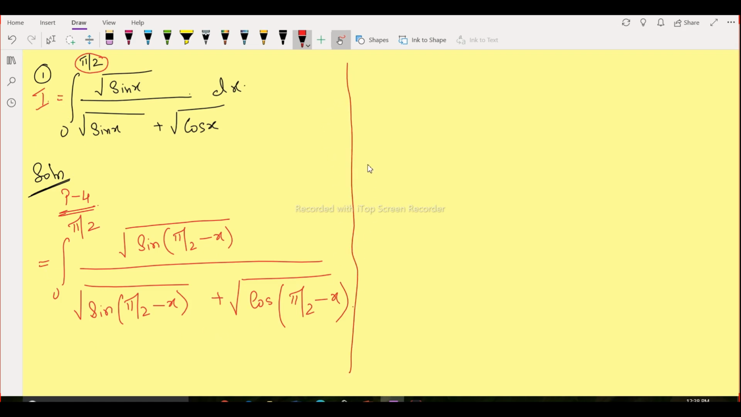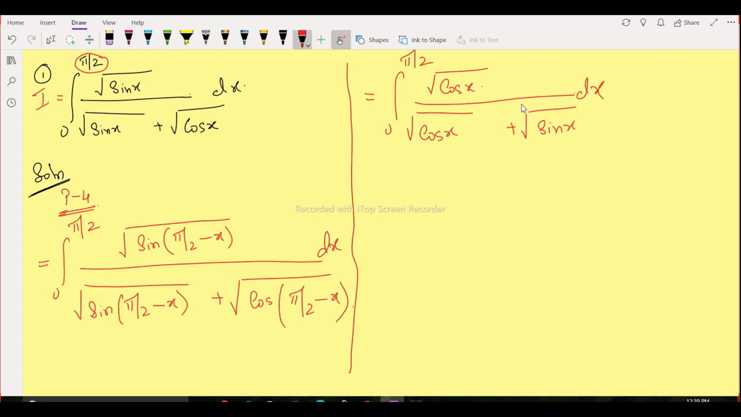Okay, so this was the start of the question, which is I, and let's see what we get now. After doing this, we use the complementary angle formula. So sine of 90 minus theta is cos theta. Then you have sine of 90 minus theta, which is again cos theta. Cos of 90 minus theta, which is sine theta, dx.